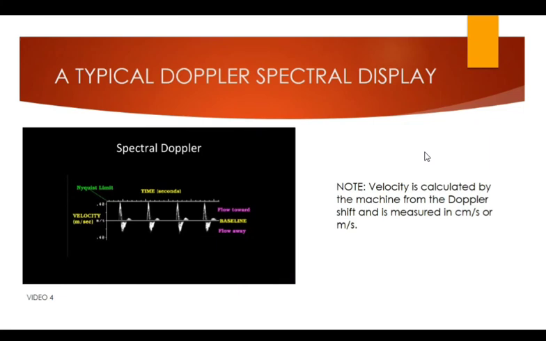All right, so let's dive right into spectral Doppler. Spectral Doppler provides a graphical representation to plot the velocity of blood on the y-axis over time on the x-axis. Blood flow towards the probe is going to be represented by a positive deflection above the baseline, whereas blood flow away from the probe is going to be a negative deflection below the baseline.